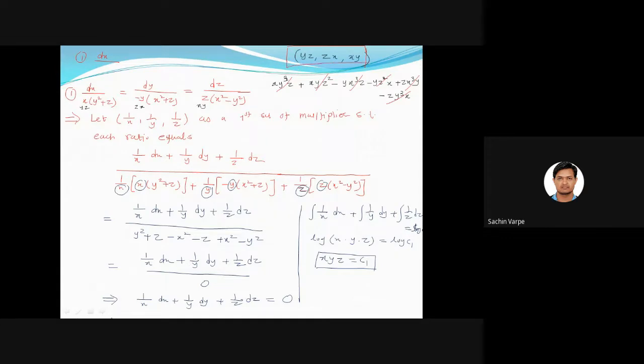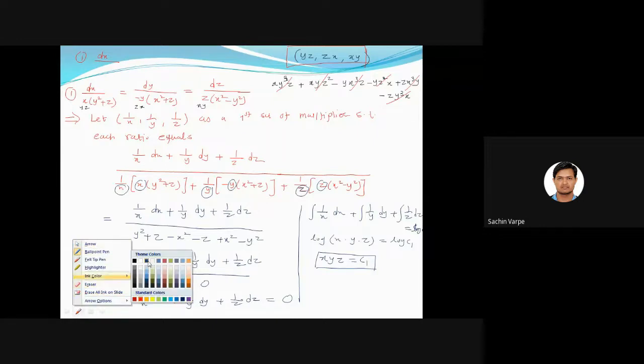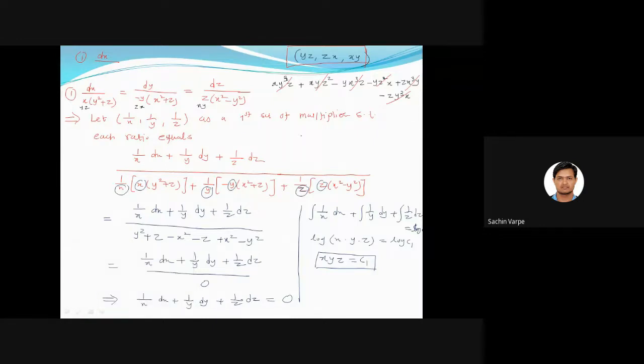This set of multiplier gives the solution to be, what will be the solution in this case? In this case, the solution is yz dx plus zx dy plus xy dz is equal to 0. So its integration gives xyz plus xyz plus xyz is equal to C2, and that is 3 times xyz is equal to C2.